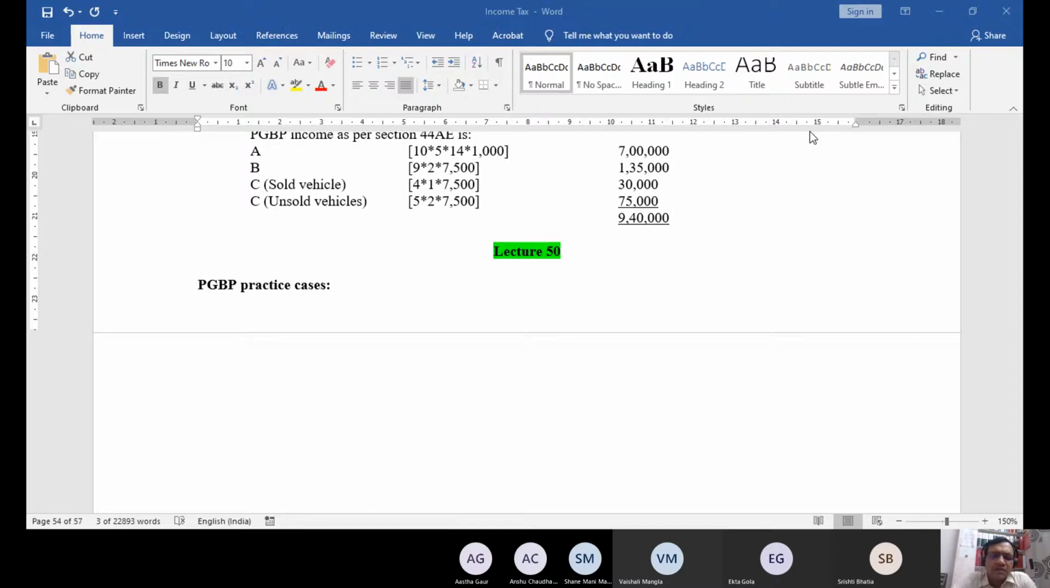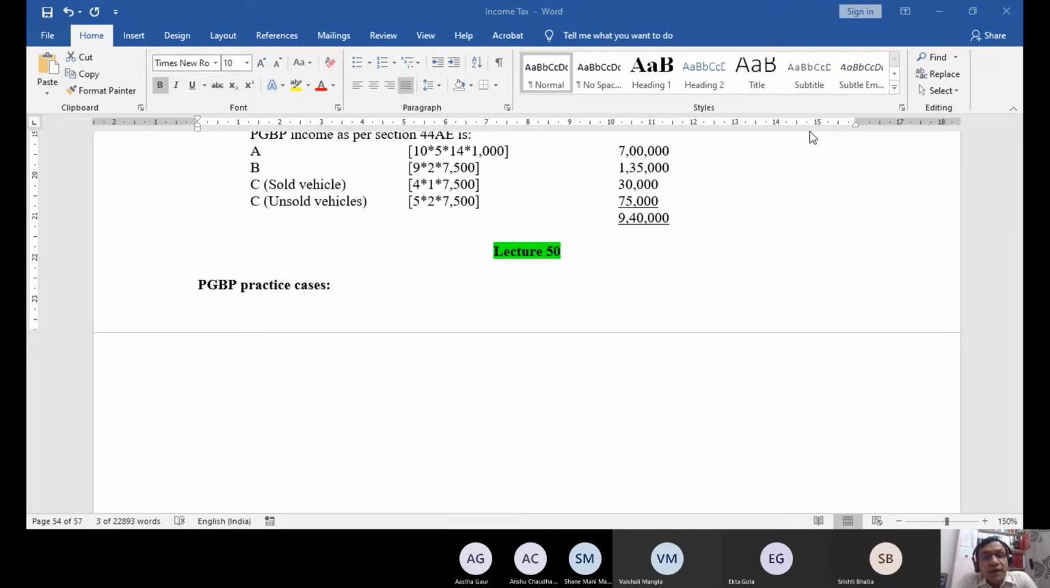Now let me revise this PGBP within 2 to 3 minutes with the help of sections. Section 28 deals with introduction, which incomes are taxable under PGBP. Section 29 deals with computation, how to compute the income. Section 30 to 35 DDA tells you those expenses which are allowed as valid expenditures. Section 36 gives you those expenditures which are allowed as valid expenditures. Section 37 subsection 1, expenses which are allowed as valid expenses. Section 37 subsection 2b, expenses which are allowed as valid expenses.